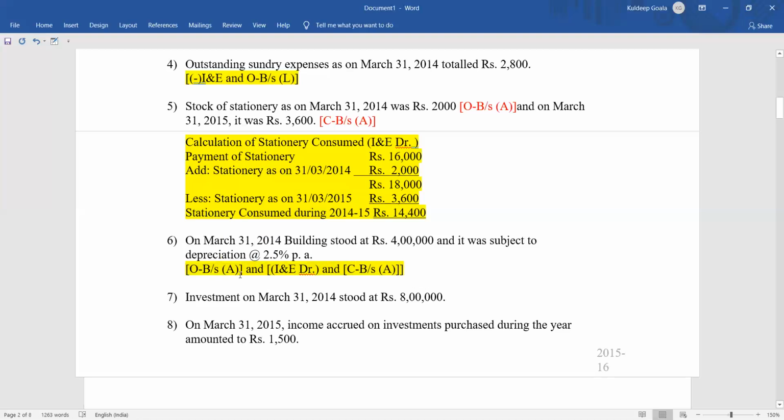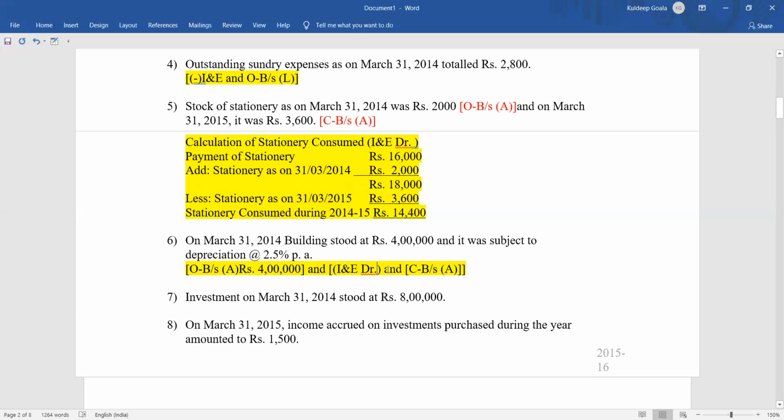Opening balance sheet asset side, what will come? This value of building, it will come here, opening balance sheet asset side. How much? Rupees 4 lakh. Clear? And then again, income and expenditure account debit side will be the depreciation.